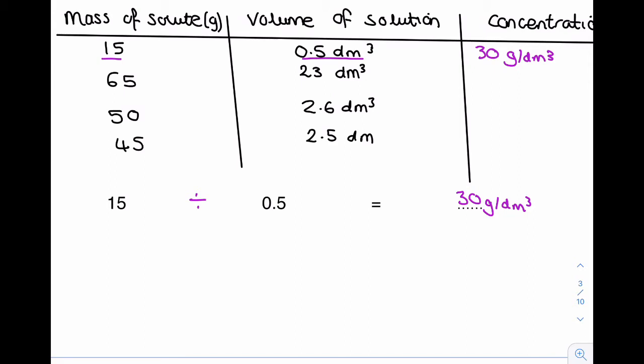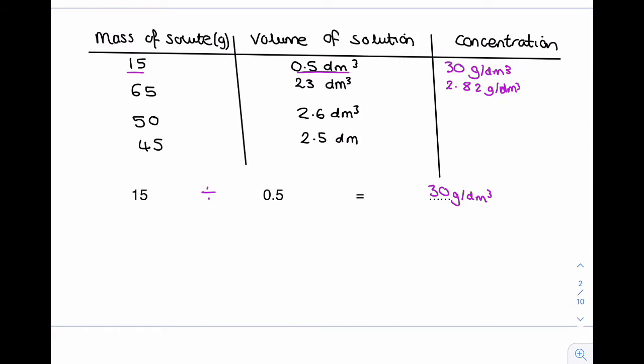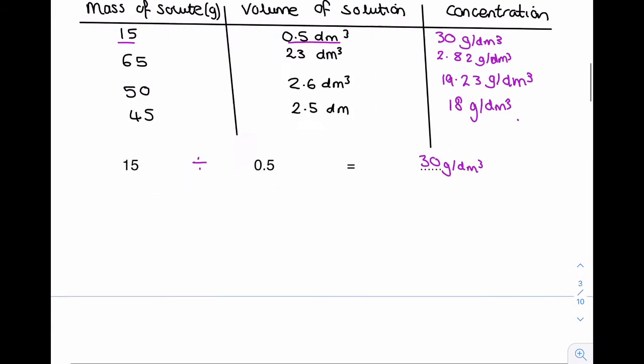So you should have had a chance to go through the answers. Second one is 65 divided by 23, which would give you an answer of 2.82 grams per decimeter cubed. The third one is 50 divided by 2.6 decimeter cubed, so you would get 19.23 grams per decimeter cubed. The final one, 45 divided by 2.5, will give you an answer of 18 grams per decimeter cubed. So that's quite straightforward. You just do mass divided by volume.